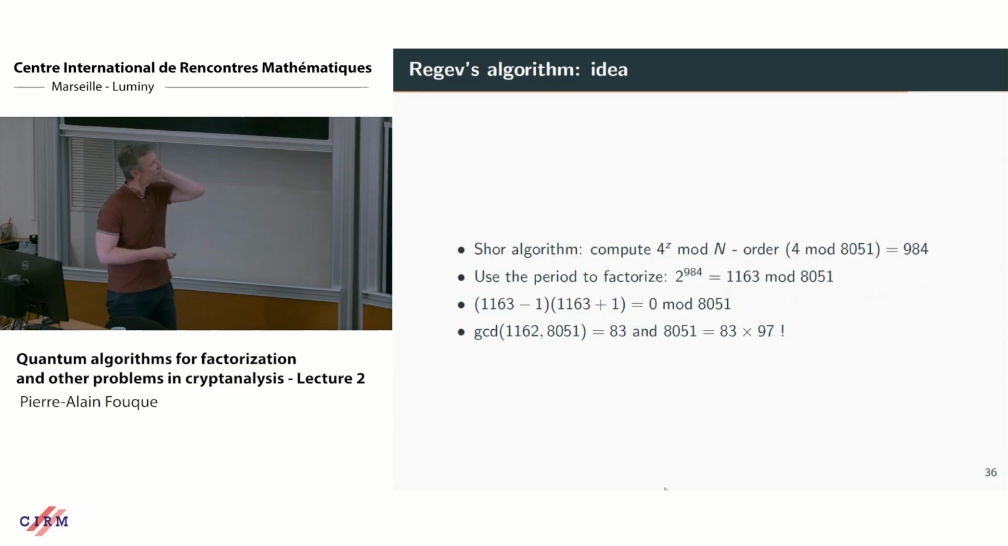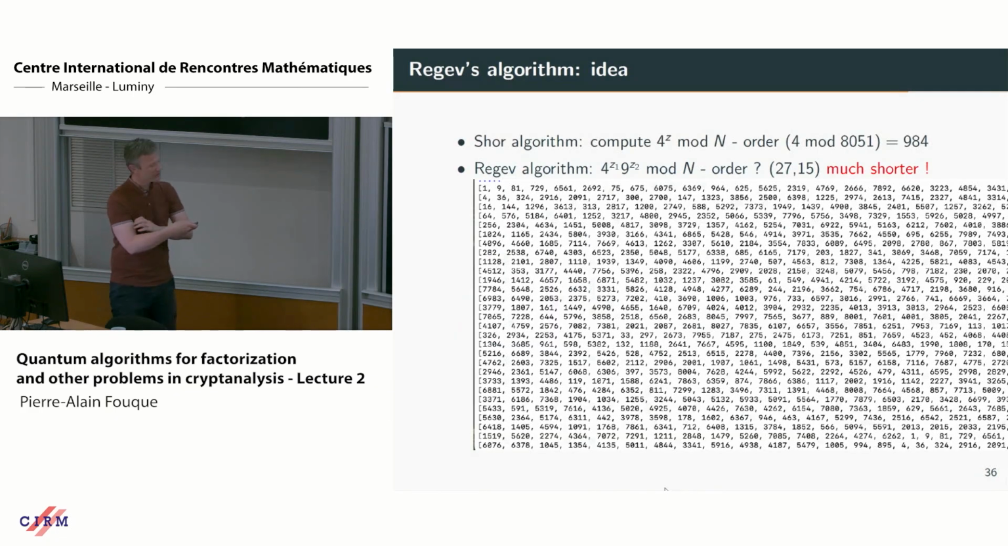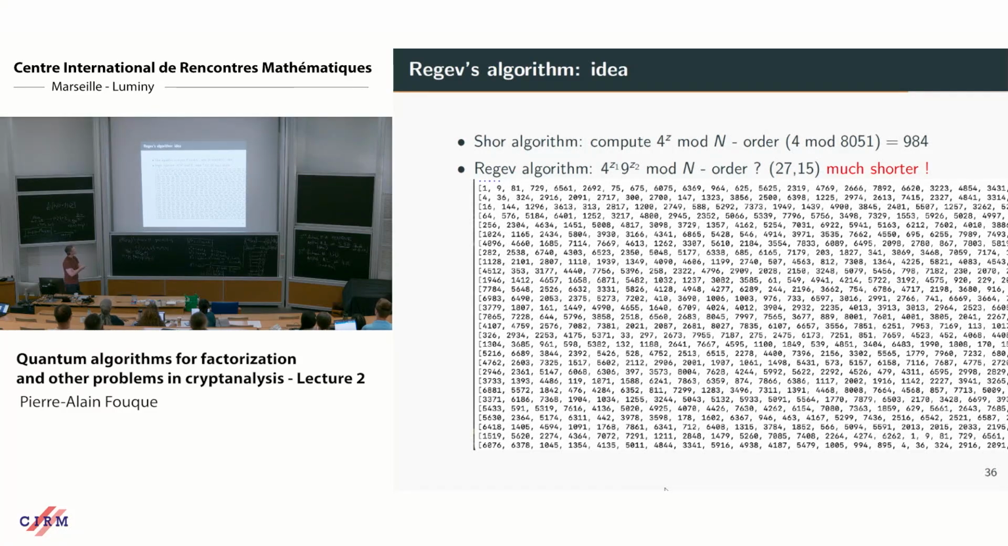It works perfectly. So now the Regev algorithm is in fact a generalization of Shor's algorithm. It's a little bit different. Instead of just computing 4 to the z1, it computes 4 to the z1 times 9 to the z2. Okay, so here I have 2 squares, so it's easy to compute a square root of one again.